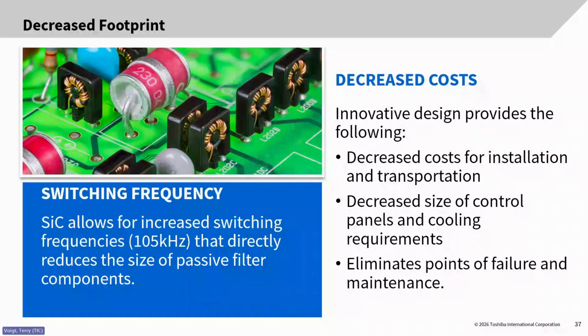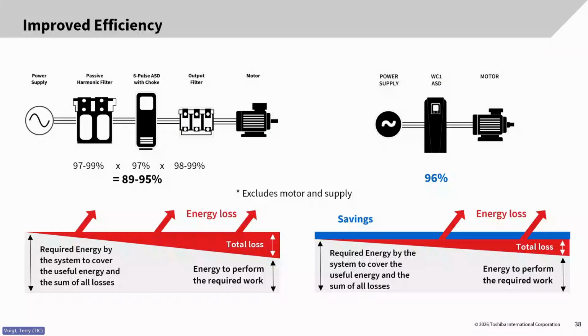Improved efficiency. As you can see, we're taking a bunch of different components and putting them into one drive. You see that graphic on the right. We just have the power supply, the WC1, and the motor. Overall, that becomes more efficient than a 6-pulse drive and a choke, and then adding a harmonic filter, and then adding an output filter, whether that be a DVDT filter or a sine wave filter to compare apples to apples in this case, along with the common mode choke as well.